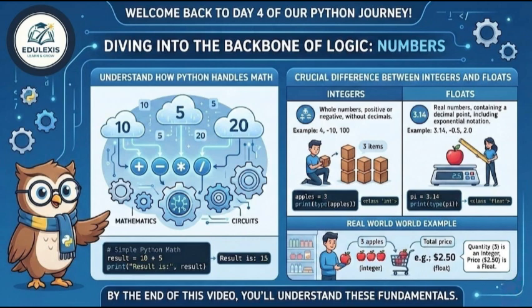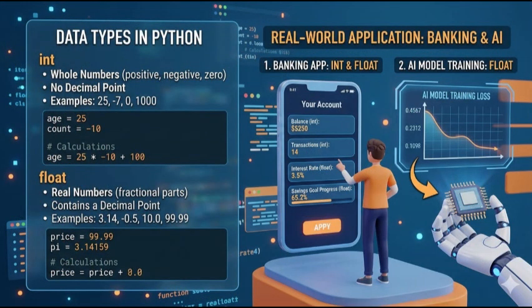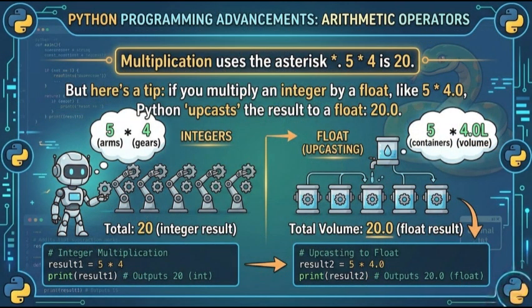Today, we are moving past words and diving into the backbone of logic, numbers. By the end of this video, you'll understand how Python handles math and the crucial difference between integers and floats. Think about it, from banking apps to AI models, everything is calculation. In Python, we categorize these numbers into specific data types. Today, we focus on the first two, int and float.